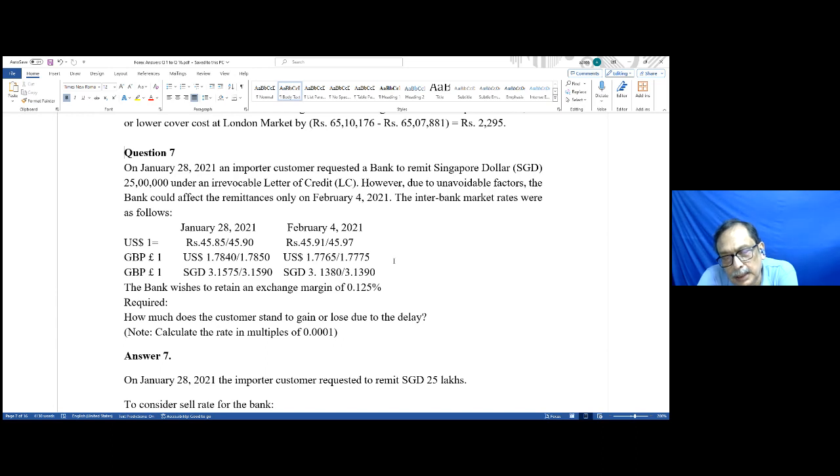And there is another thing given in the question: calculate the rate in multiples of 0.0001. So it is a good question. And we are having different rates on different dates, that is January 28, 2021.